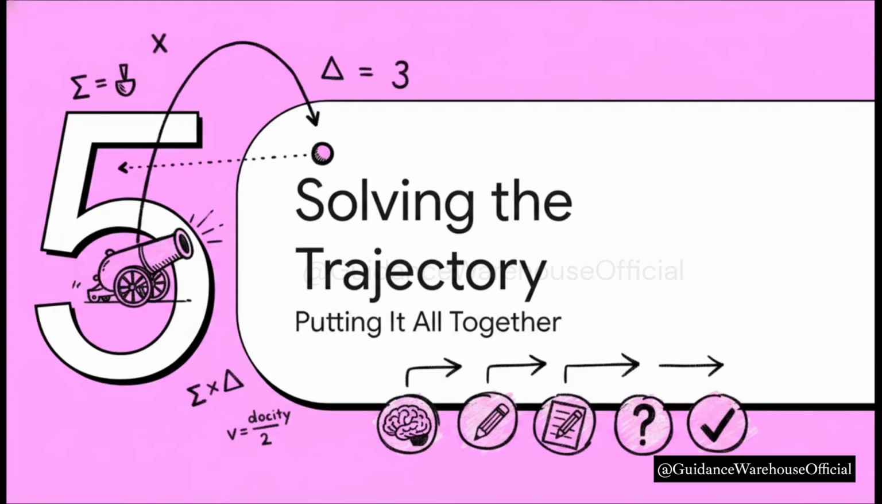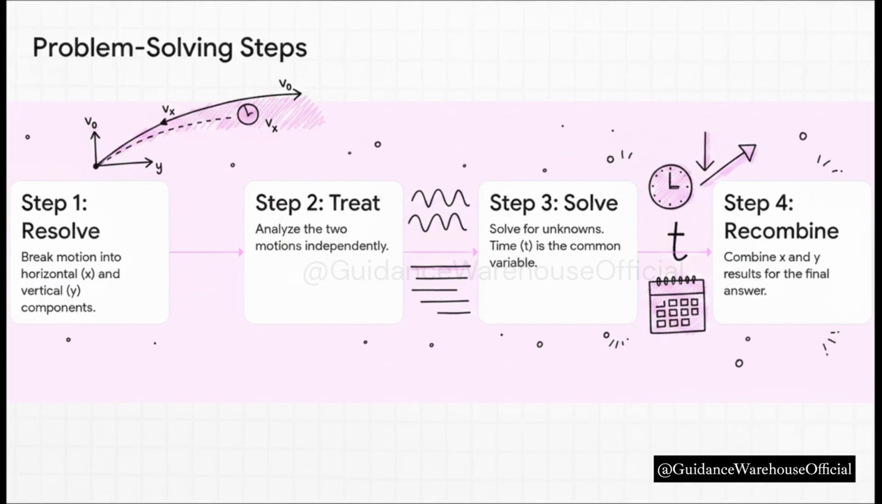Okay, so we've got the theory down pat, but how do we actually use this to solve a problem? Let's walk through the exact steps. The process is always going to be the same, and it's just these 4 steps. 1, you break up that initial launch speed into its horizontal, or x, part, and its vertical, y, part. 2, you treat them like they're two completely separate one-dimensional problems.